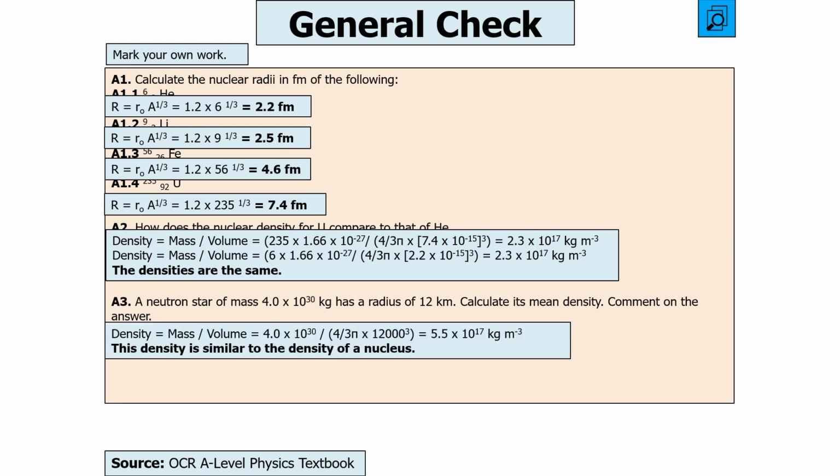Now in this next one, density is mass over volume. So you've got your mass there, you've got your radius of 12 kilometers, turn that into meters and do 4 over 3 pi r cubed. Work it through and you get 5.5 times 10 to the 17, which is similar to the density of a nucleus.